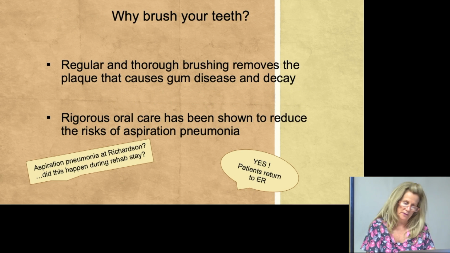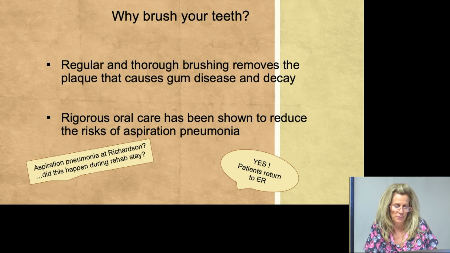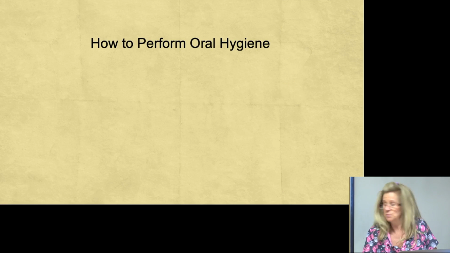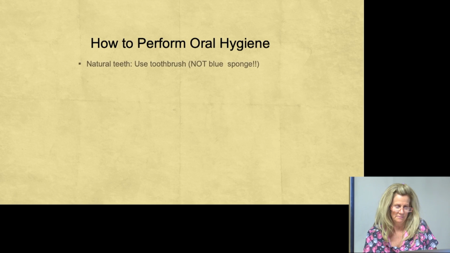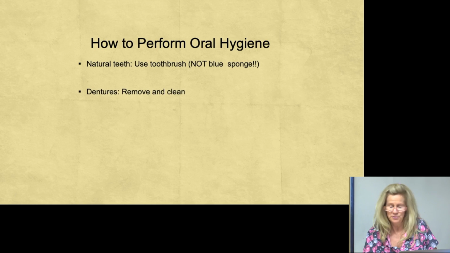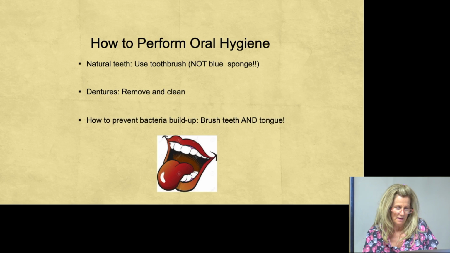So why do we brush teeth? Regular and thorough brushing removes the plaque that causes gum disease and decay, and rigorous oral care has been shown to reduce the risk of aspiration pneumonia. How to perform oral hygiene: you use a natural toothbrush, not the blue sponge. Dentures are to be removed at nighttime, so we have to clean them in the morning. And not to forget to brush the tongue, because there is a lot of bacteria that builds up on the tongue.